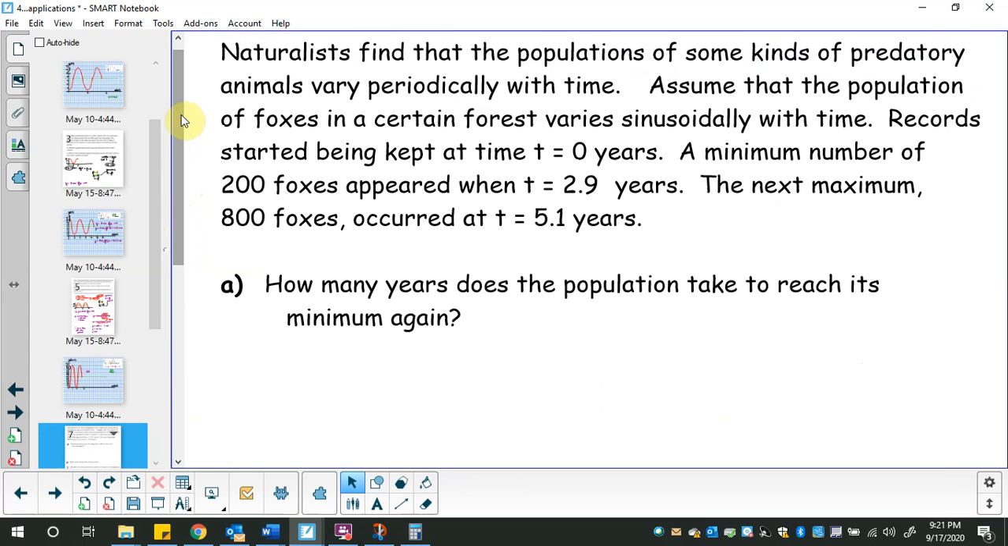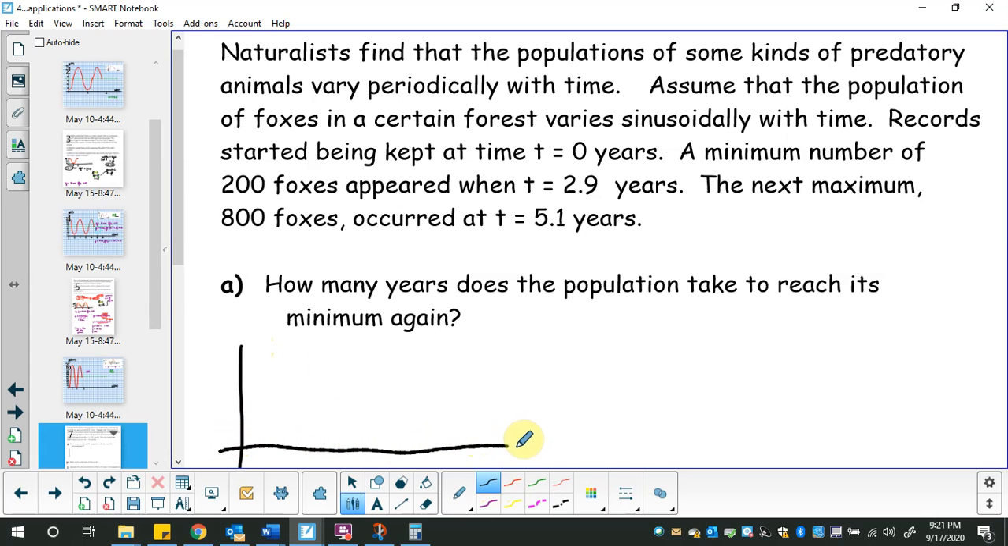So let me draw a little doodle of what's happening. We're not going into negative time because they started keeping this population data at t equals 0. And we don't have any negative foxes, so we do have first quadrant information. No negatives on the y, down here or here. No negatives on the x, here or here. And technically, I shouldn't be talking about x's, I should be talking about t's. So I'm going to circle that in yellow just to draw its attention when I get to the equation making question.